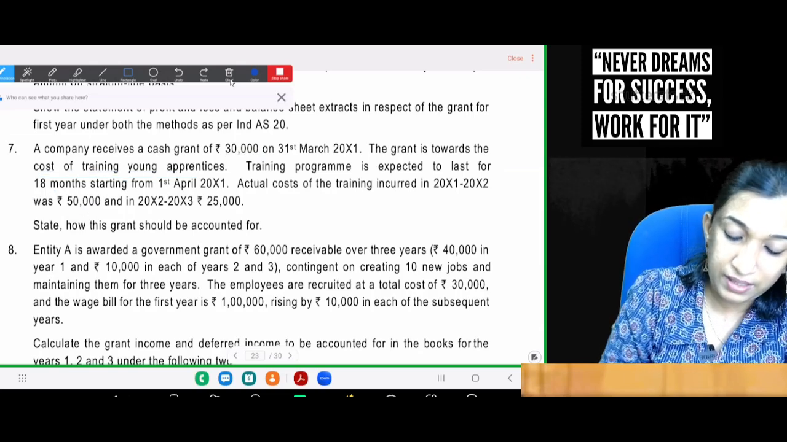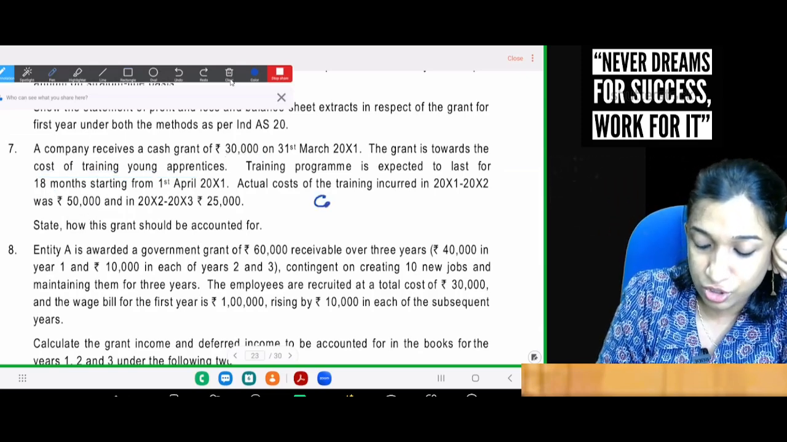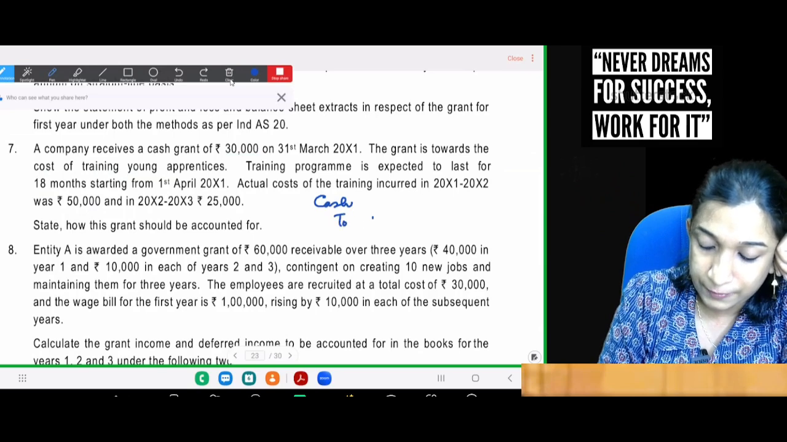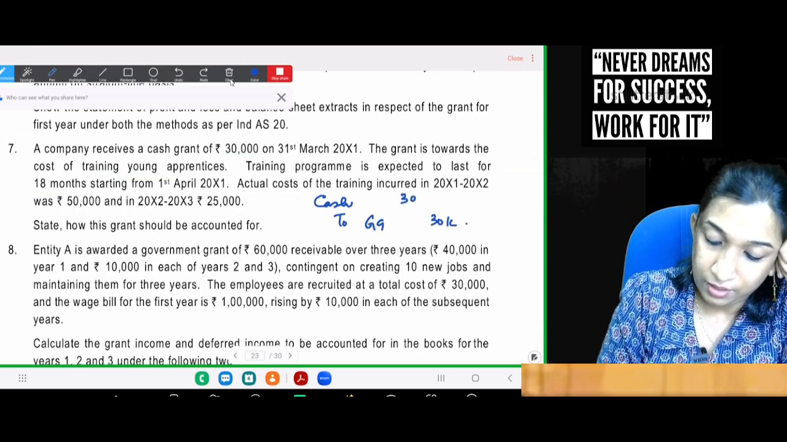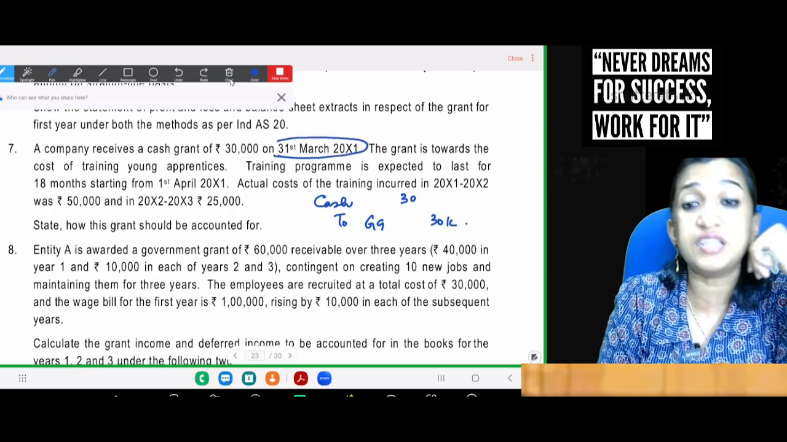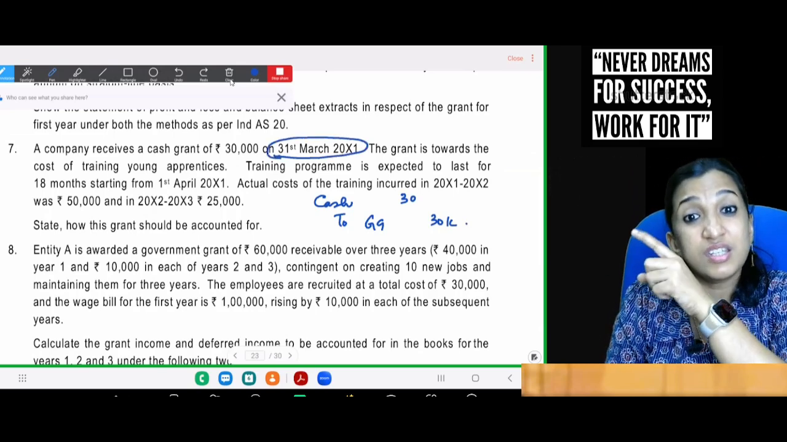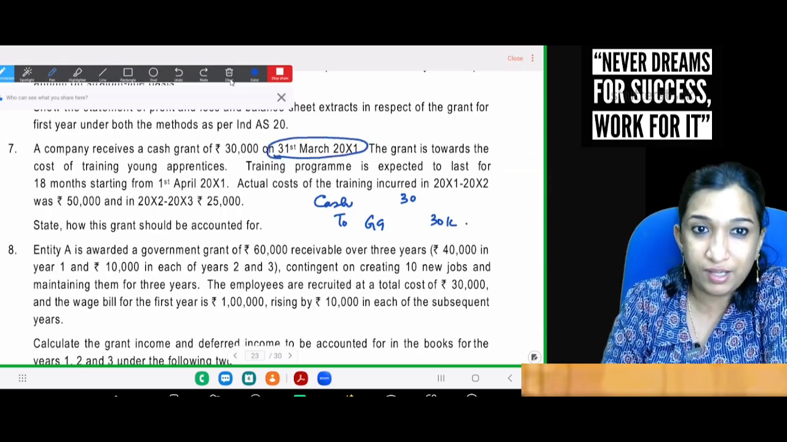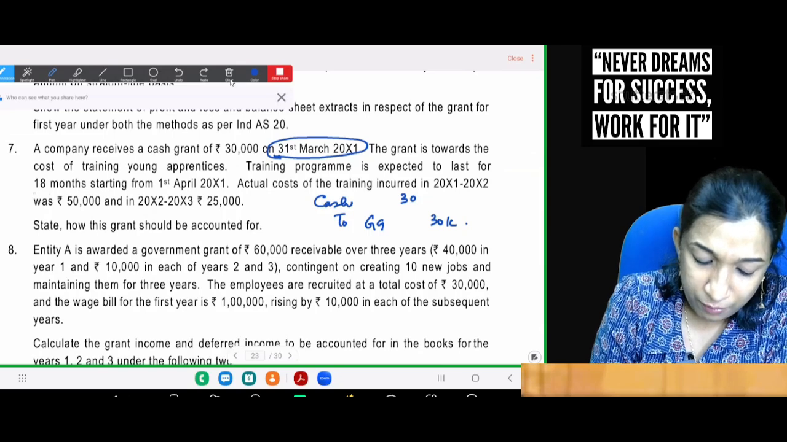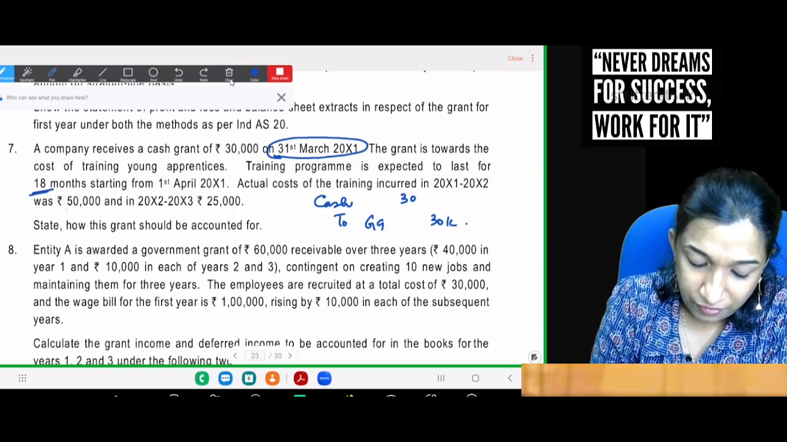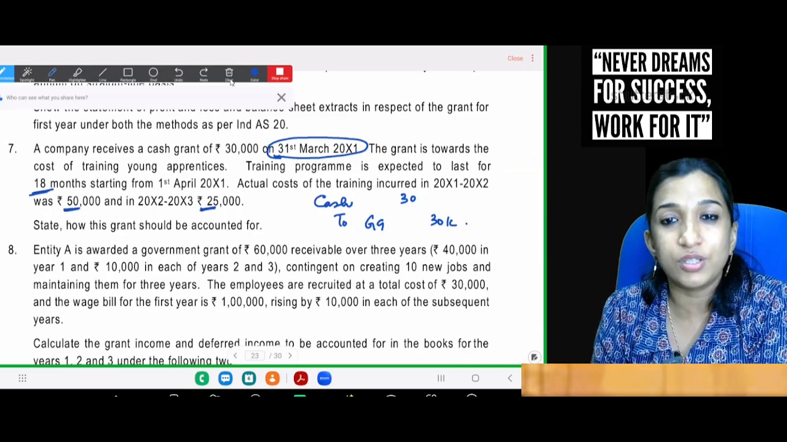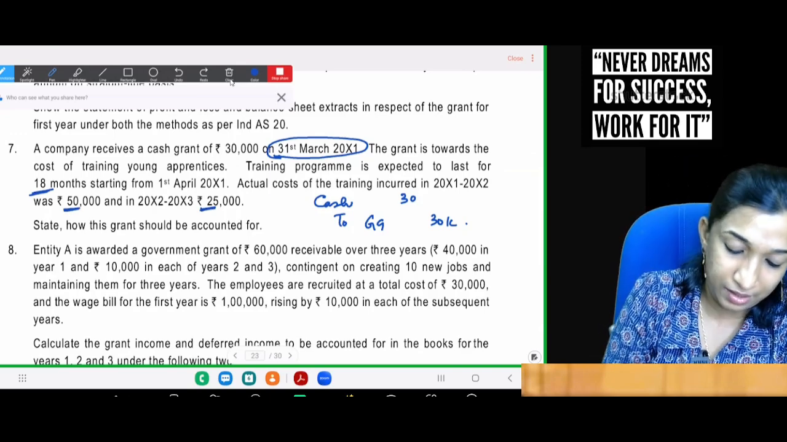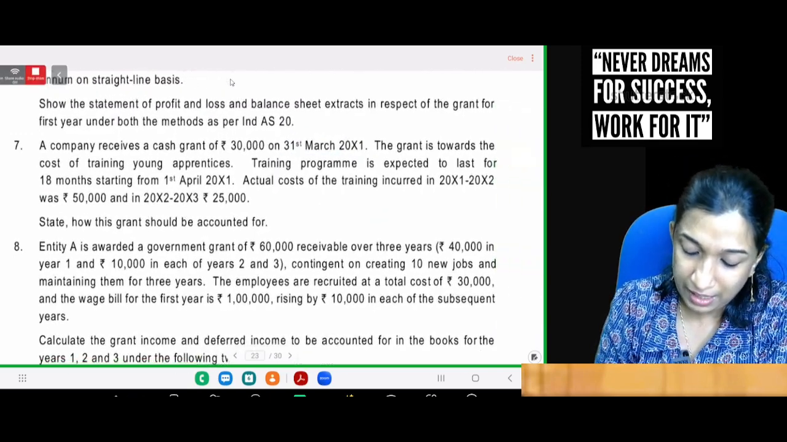Easy. So the company received a cash grant. So cash to government grant 30,000. This is received on 31st March 2011. In 18 months, 50,000 to 25,000, in that ratio it will be amortized to the statement of P&L. So how will this grant be accounted for?